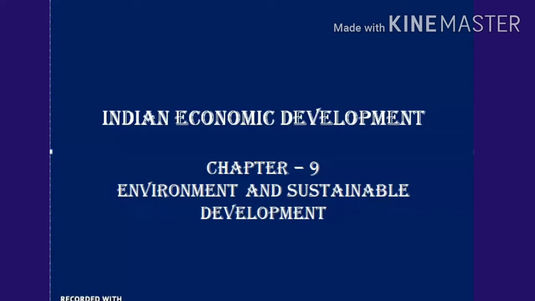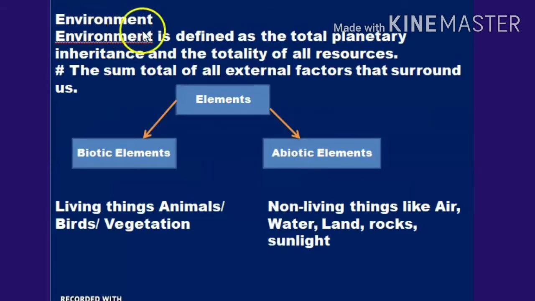So let's see that. Environment is defined as the total planetary inheritance and the totality of all resources. So we can define the environment as the total planetary inheritance, the totality of all resources. We can just say that the sum total of all external factors that surround us consists under environment.